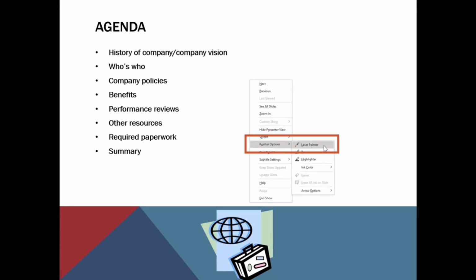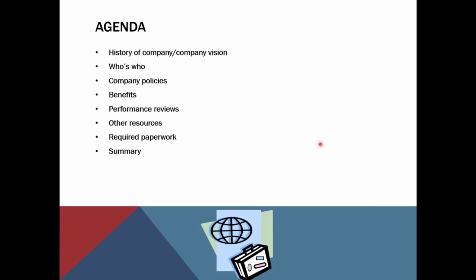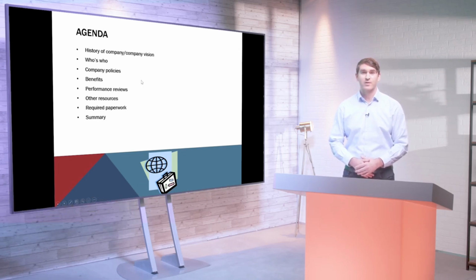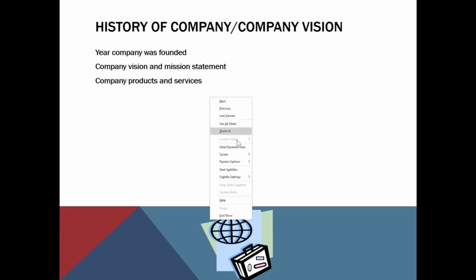The laser pointer turns your cursor into a bright red dot that can be used to point out important objects on the screen while you are presenting. Press the Escape key to cancel the laser pointer and return to the mouse cursor. Be careful not to press the Escape key twice, as this will end the presentation. With the pen option, you can write on the currently displayed slide by clicking and dragging your cursor.